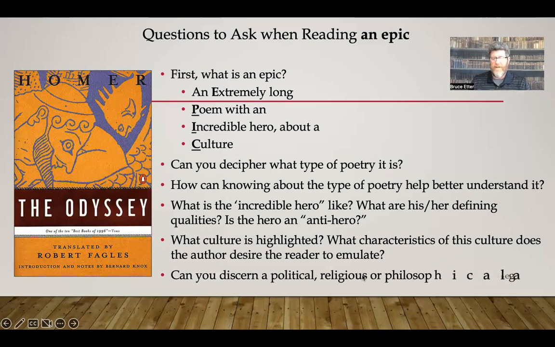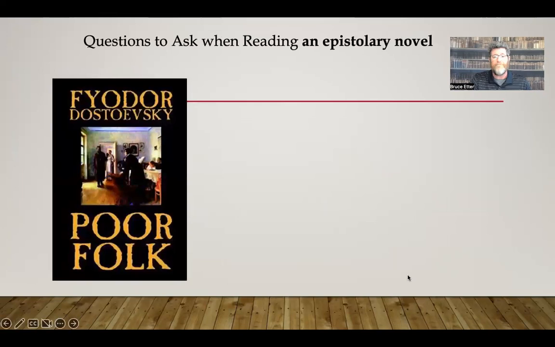And is there an agenda? In the Aeneid, yes, there's definitely an agenda. There's not as much of a controversial agenda in some epics. In other epics, there's a very, very controversial agenda. You've got to know what that is going in.